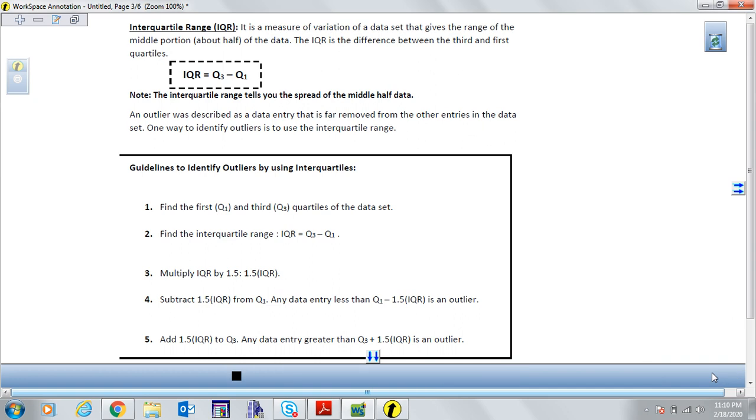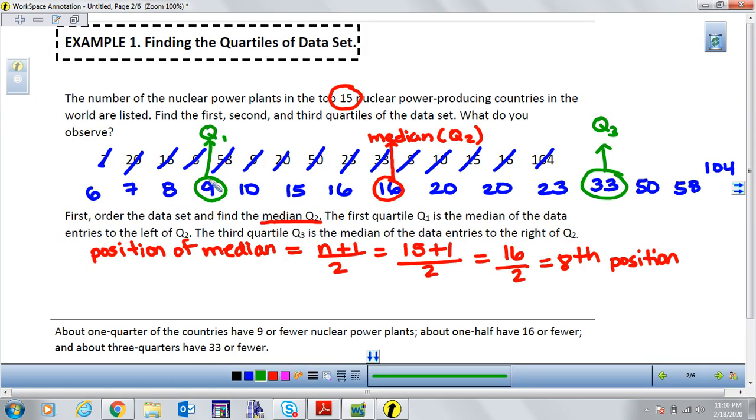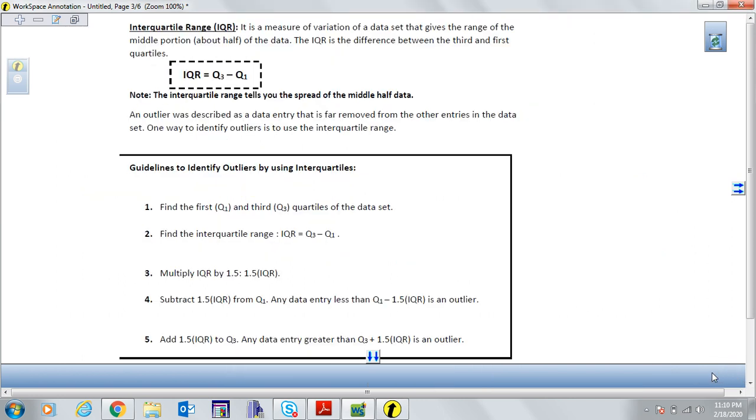So now we're gonna extend this a little bit more. There's something that is called interquartile range, or abbreviated IQR. It says here that it is a measure of variation of a data set that gives the range of the middle portion, or about half of the data. Thinking on the context of the previous problem, the middle portion you would be analyzing would be the numbers from Q1, from the 9 all the way up to the 33, up to Q3. That would be the middle portion of this group of values.